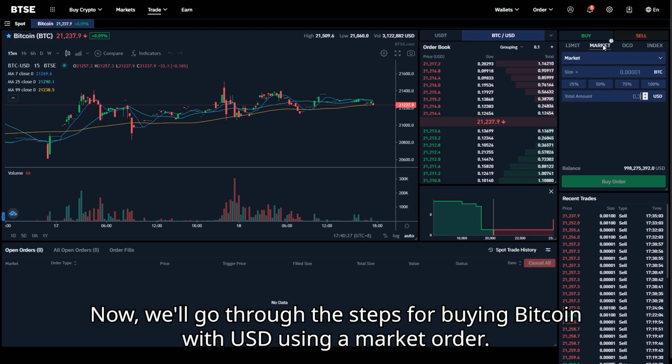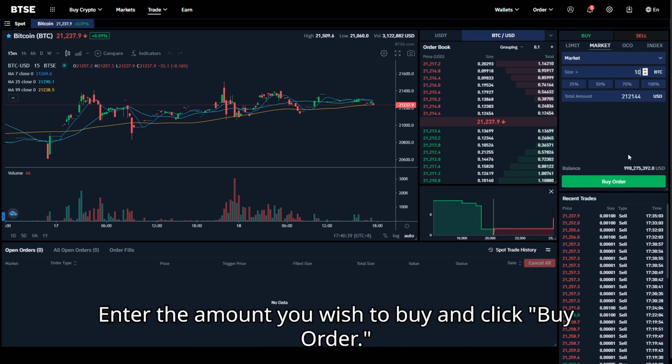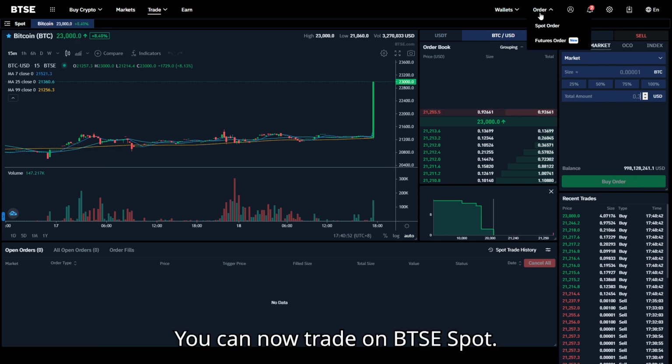Now, we'll go through the steps for buying Bitcoin with USD using a market order. Click on SPY and then Market. Enter the amount you wish to buy and click Buy Order. That's it. You can now trade on BTSE Spot.